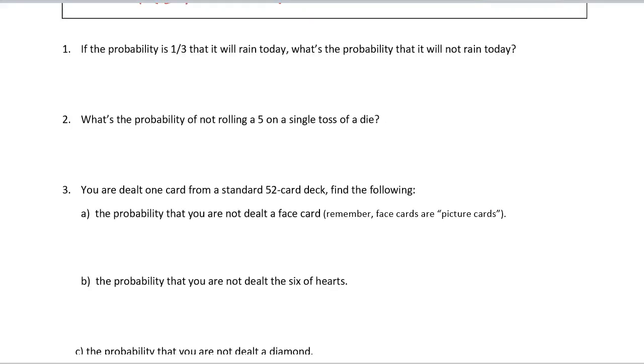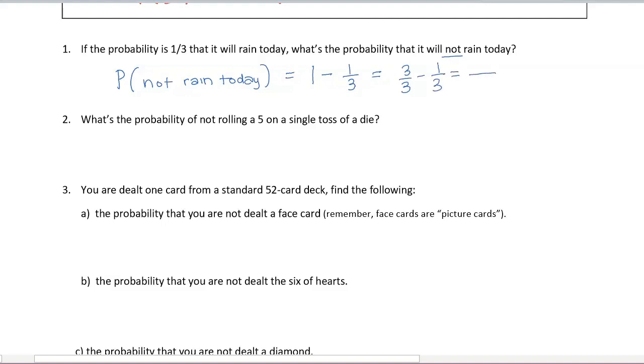Problem 1: if the probability is 1/3 that it will rain today, what is the probability that it will not rain today? These are complementary events. So the probability that it will not rain today is equal to 1 minus the probability that it will rain, which is 1/3. Now, just a quick reminder, when adding and subtracting fractions, we need a common denominator. So this 1 whole turns into 3/3. I'm going to subtract 1/3.